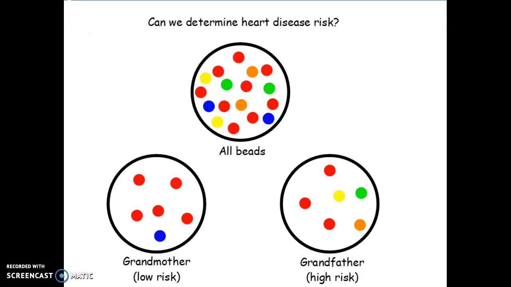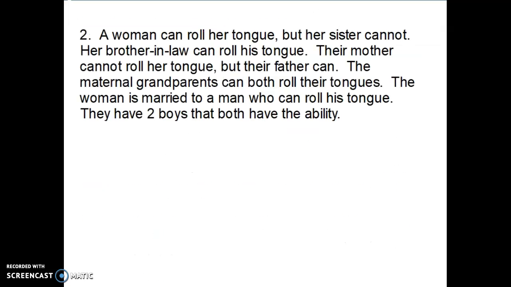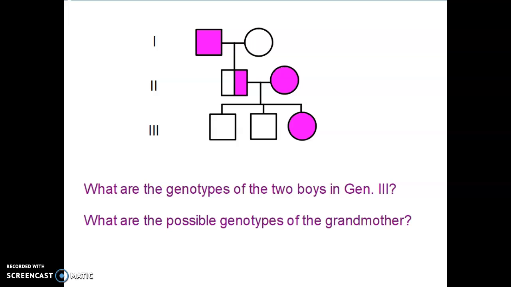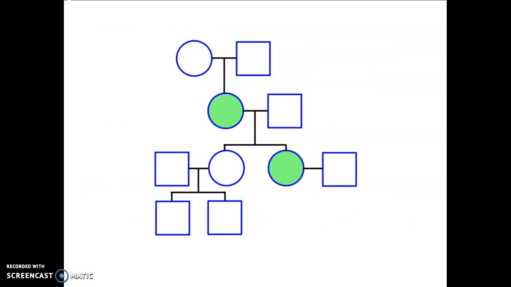Okay? All right, let's see if we can see another one coming up here. All right, let's try this one. What are the genotypes of the 2 boys in generation 3? Okay, these guys here, what do you think? Because if this one is big A, little a, and this one's little a, I guarantee you they must be heterozygous, otherwise they wouldn't be colored in. Okay, what are the possible genotypes of the grandmother? She could be big A, little a, or big A, big A. All right.